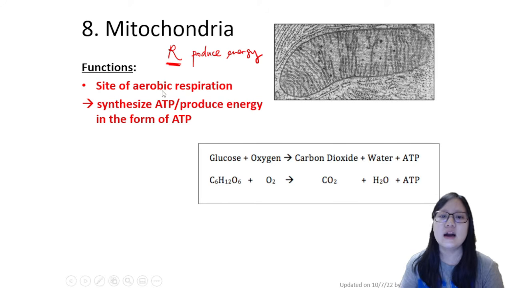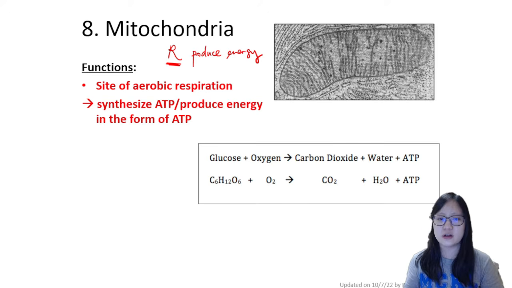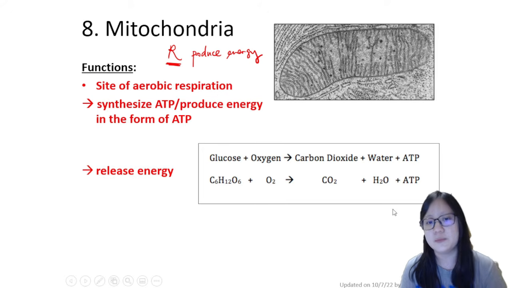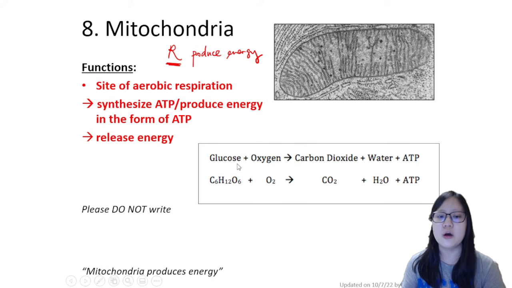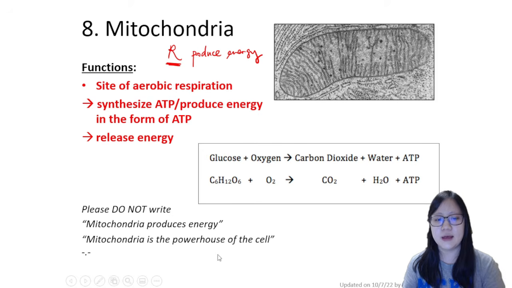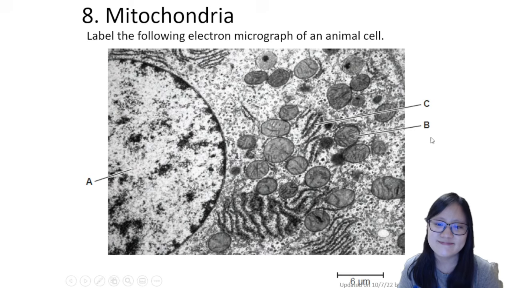Now, aerobic respiration. What does this term mean? Now, when we say respiration, we often think of breathing in and breathing out. That's not respiration we're talking about. We are talking about the conversion of glucose and oxygen into carbon dioxide, water, and ATP. That is what we mean by aerobic respiration, breaking down food in order to form energy in the form of ATP. Again, please do not write these two sentences right here.